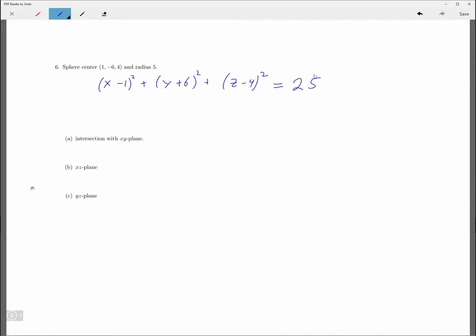Okay, now the second part. It says use an equation to describe its intersection with each of the coordinate planes. If the sphere does not intersect with the plane, enter DNE. Okay, so first of all, we have the xy plane. There is an equation for the xy plane. Does anybody know what it is? The equation for the xy plane. Is it y equals mx plus b? For the xy plane? No, that's the equation of a line. The plane in three dimensions. I'll give you a hint. It doesn't have any x's or y's in it.